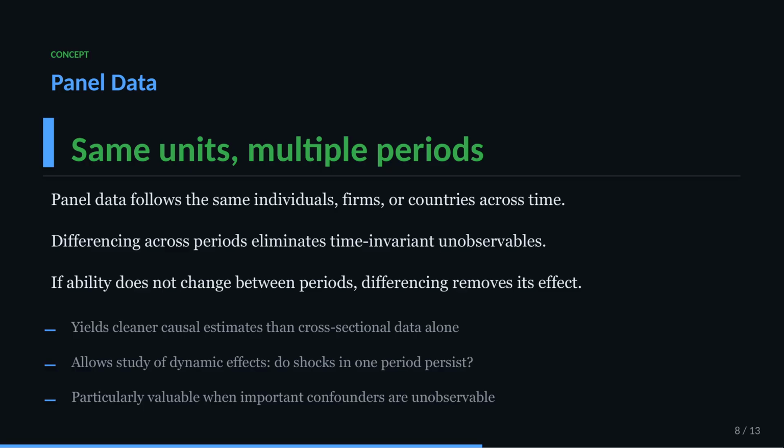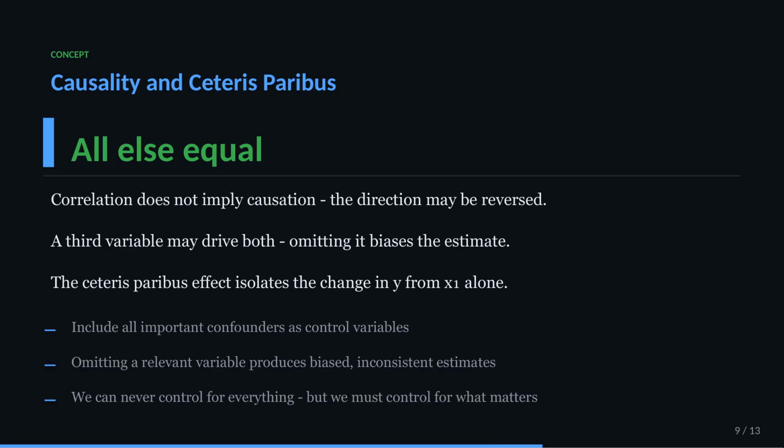Causality is the central challenge in econometrics. If two variables move together, that alone does not prove that one causes the other. The direction of causality may run the other way, or both variables may be driven by a third omitted factor. This is why economists care so much about ceteris paribus reasoning. We want the effect of x on y holding all else fixed. In observational data, that is hard because all else is rarely fixed by design.